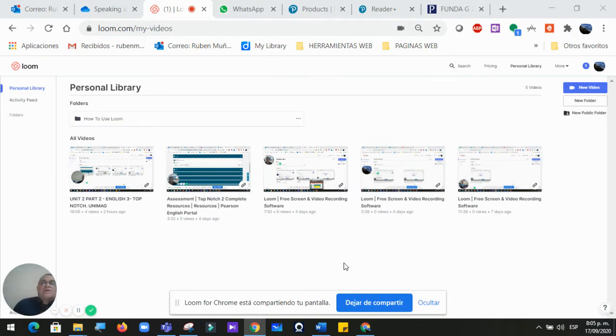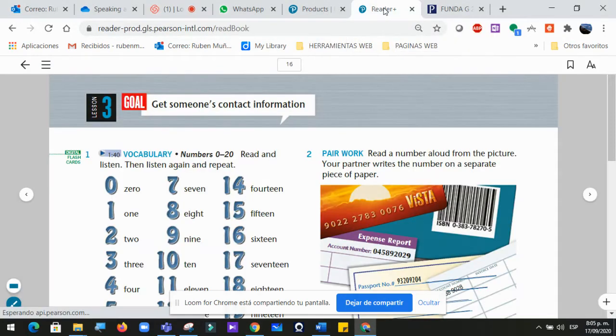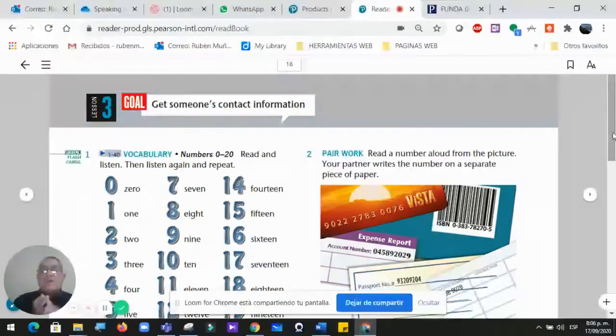Empecemos. Let's start. Okay, so let's begin with unit number 2, lesson 3, get someone's contact information. In this unit, we need to know telephone numbers, email, and house addresses. So let's check it out.